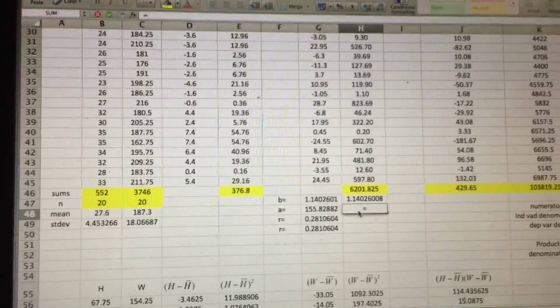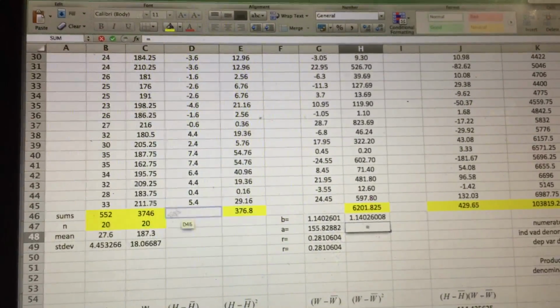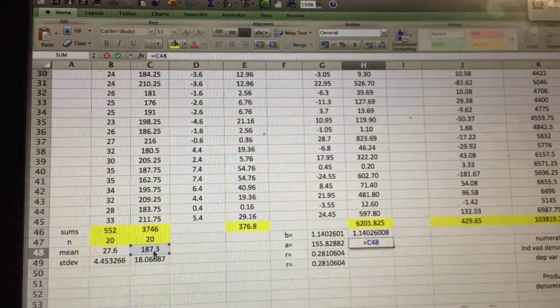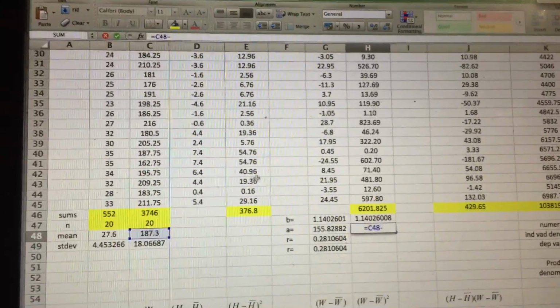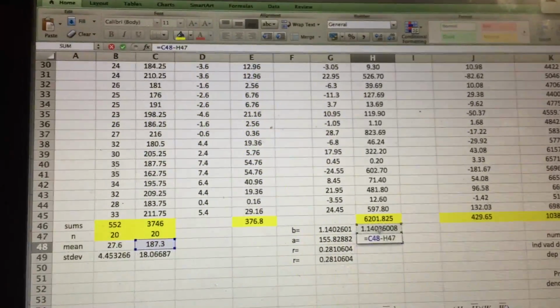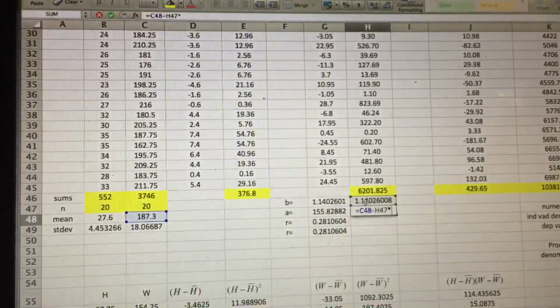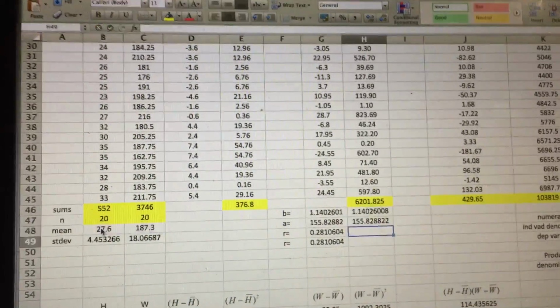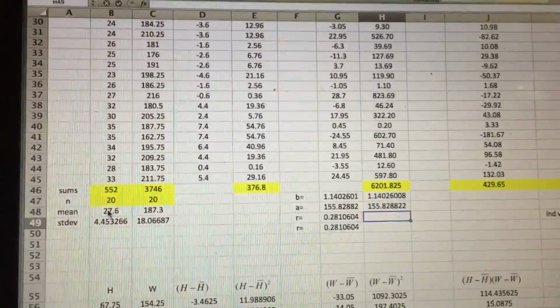A equals, what did we have to take? We have to take the y mean. We've got the y mean. And it said minus b. We've got b over here. And then we have to times b by what? The x mean. So we got that over there. And we push enter and voila!